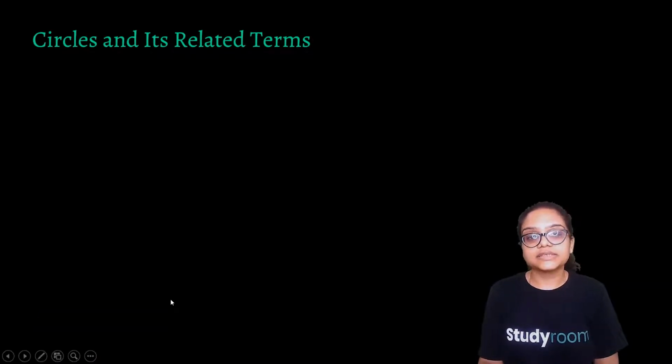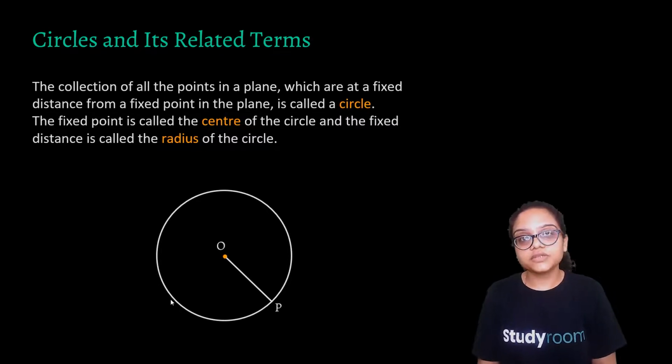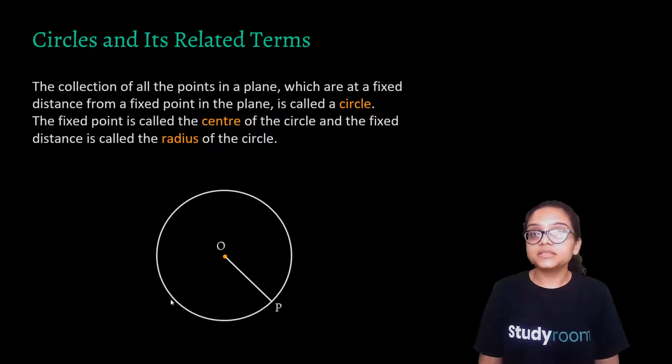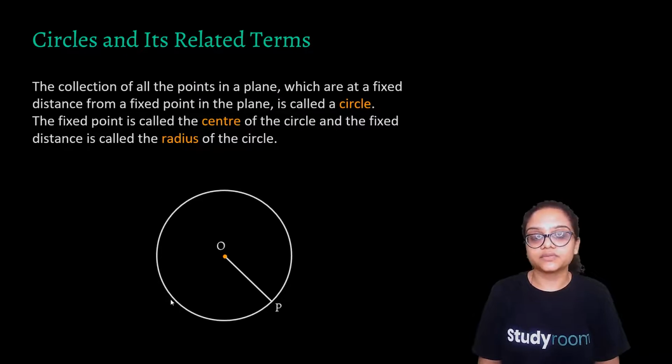So the first is circle and its related terms. The collection of all points in a plane which are at a fixed distance from a fixed point is known as a circle. And this fixed point is called the center and the fixed distance is called the radius of the circle. Okay, so here the fixed point is O and OP is the fixed radius where every point is located. And when we join all the points, we get a figure known as a circle.